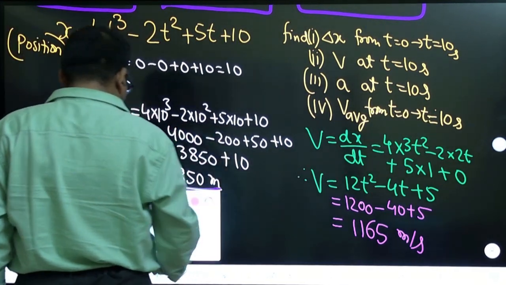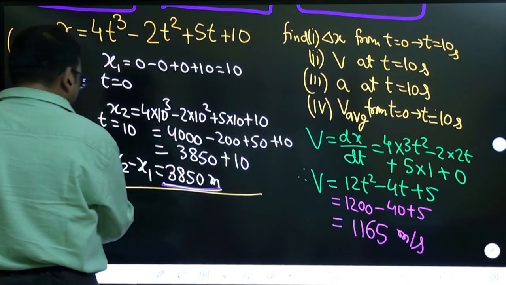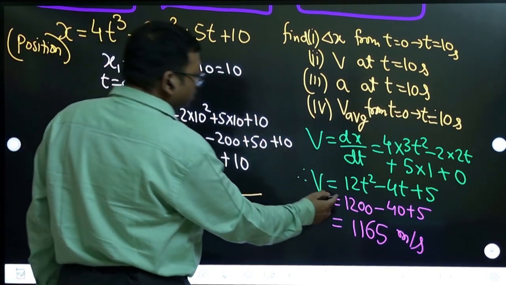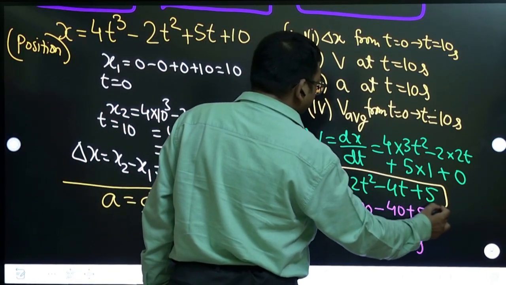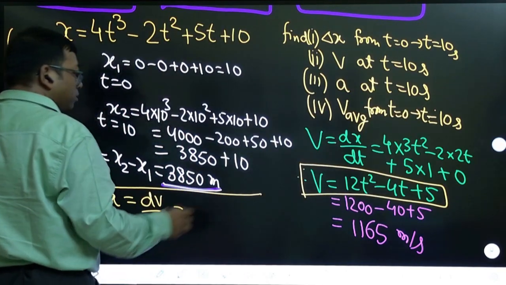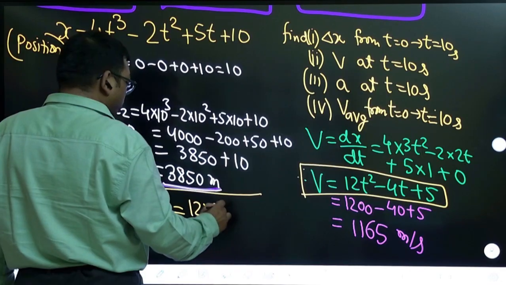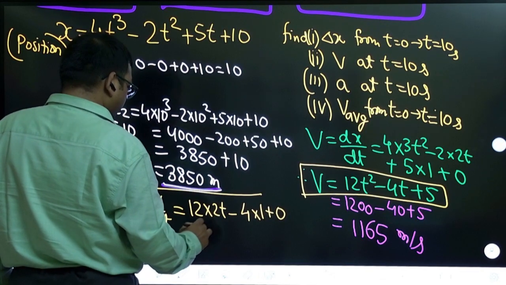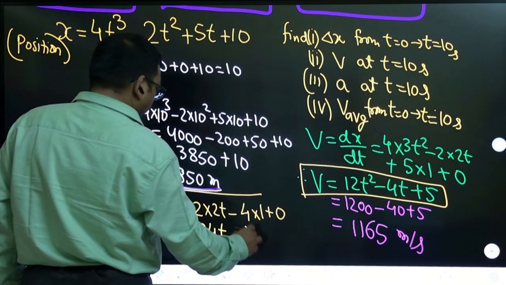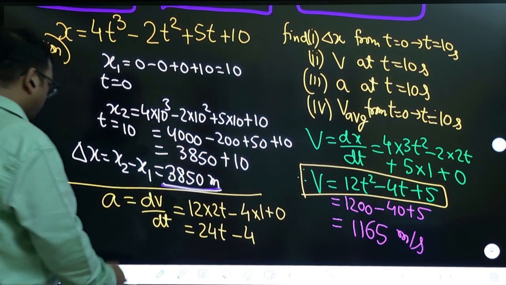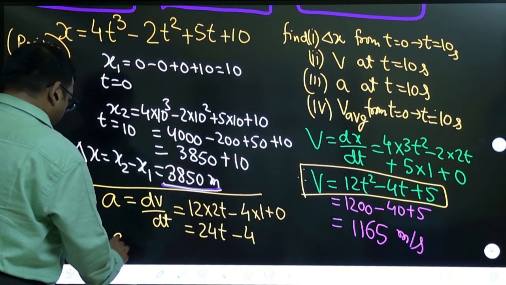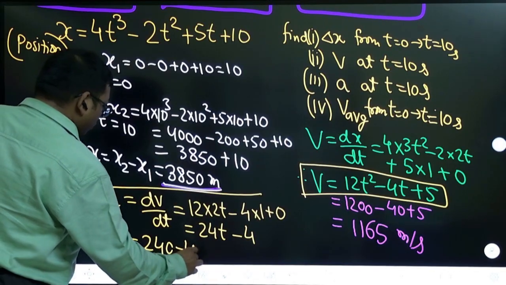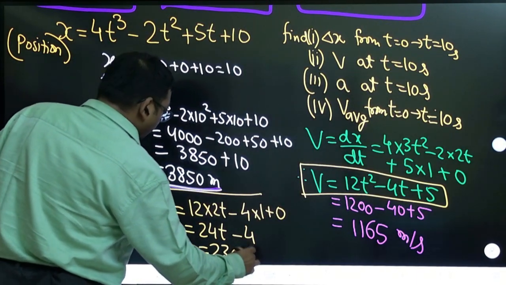Then acceleration you have to calculate. To calculate acceleration we have to differentiate velocity. This is the velocity in terms of time which we have got here. Now you differentiate once more. Leave 12, t square differentiation is 2t. Minus, leave 4, t differentiation is 1. Constant differentiation is 0. So 24t minus 4. Time you substitute, and they are asking at 10 seconds. So acceleration will be 240 minus 4, 236 meter per second square, right?